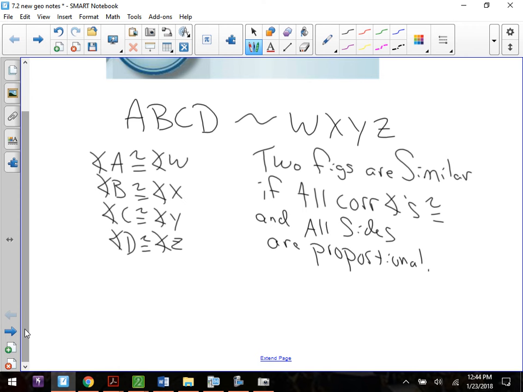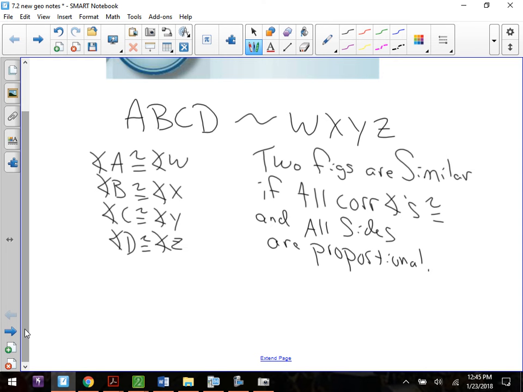Now, when you're talking about that word proportion, we said what that meant yesterday. When you have things that are proportional, it means that you have more than 2 ratios that are equal to each other. So in this case, if I've got 4 sides, I'd have to have 4 ratios equal. If I have 5, I'd have 5 ratios. 3, like a triangle, I'd have 3. What we do here to write out what's called that similarity statement is very, very easy.